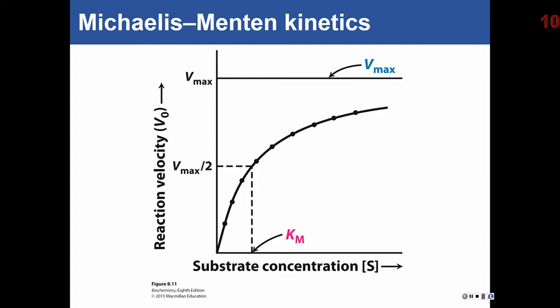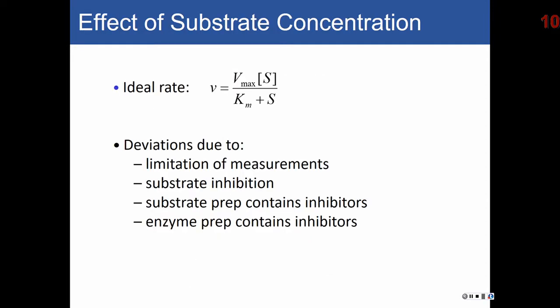And so when we look at how this equation is derived and how all these factors fit together, that's the part you're going to have to know. You're going to have to know these equations. So the ideal rate is V equals Vmax times the substrate concentration divided by the Michaelis constant, Km, plus the substrate concentration. However, this is our ideal, and lots of things can make our ideal change.